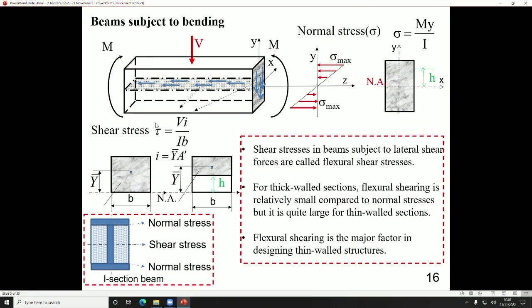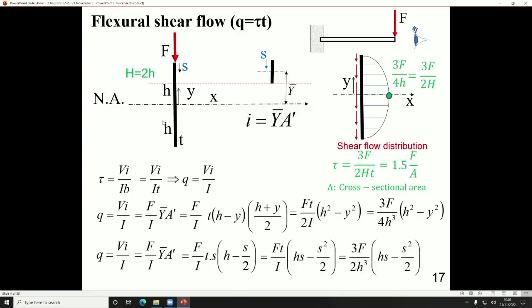For shear stress, we can make some assumptions because for thin sections, we are more interested in flexural shear flow rather than shear stress. On slide 17, which I covered last week, I showed you that we can make a small change in this equation.